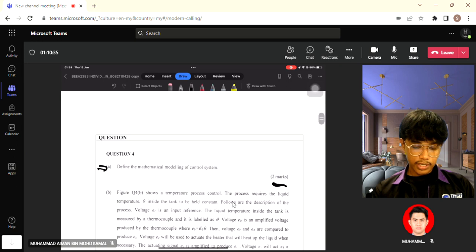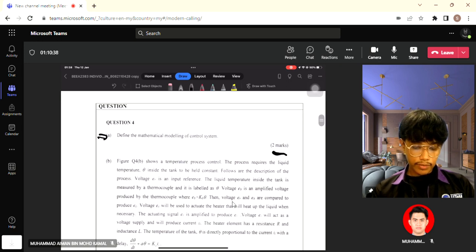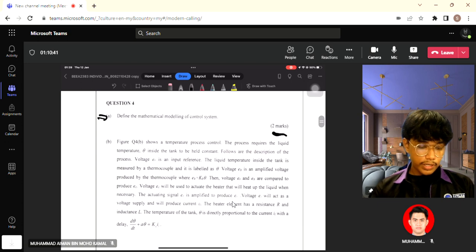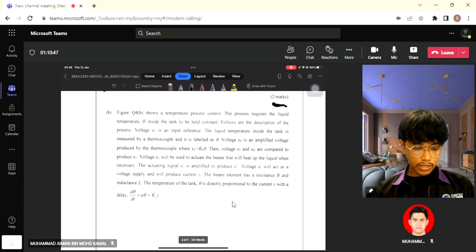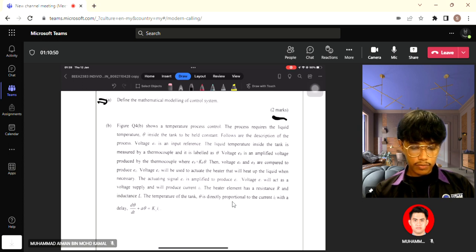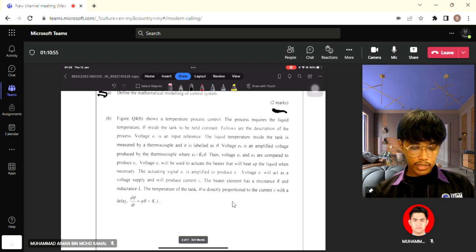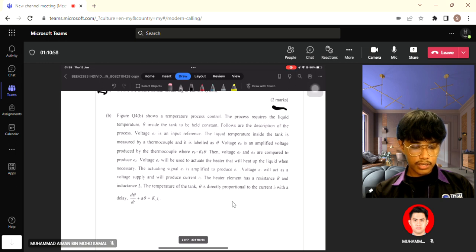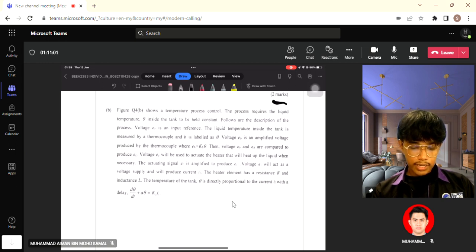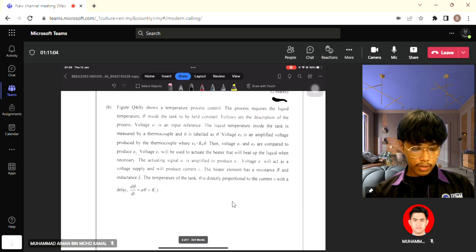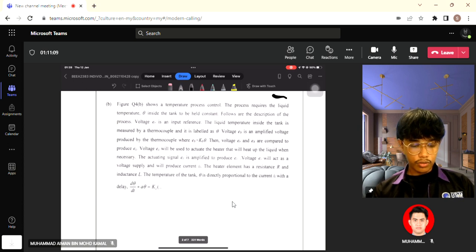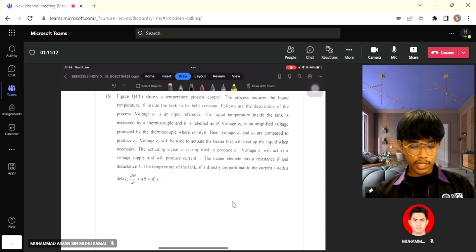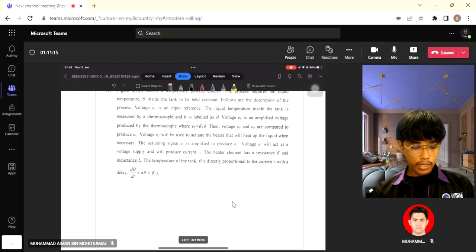The second question, I will read it first. Figure question 4b shows a temperature process control. The process requires the liquid temperature inside the tank to be held constant. The following is the description of the process. Voltage ER is an input reference. The liquid temperature inside the tank is measured by a thermocouple and is labeled theta. Voltage EB is an amplified voltage produced by the thermocouple, where EB equals KB theta. Then voltage ER and EB are compared to produce EC. Voltage EC will be used to actuate the heater that will heat up the liquid when necessary.